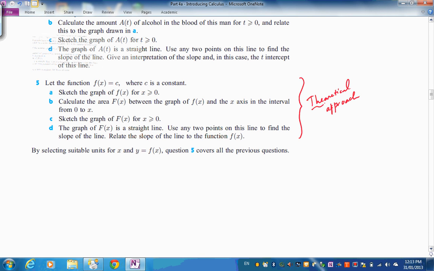And then can you generalise it for people coming along and saying, well, we can see the function we're drawing is changing, but if we made it a general function f of x equals c, what would the rest of the problem look like? Okay, and they do it down here. Question 5 covers all the previous questions because it's a generalisation, isn't it? Instead of a particular function meaning something, we're talking about it having a constant value. We're talking about it just being f of x.